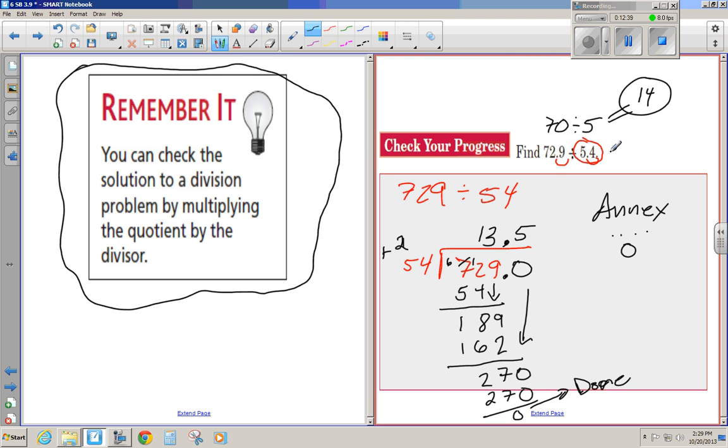So the answer to this problem that we got is 13.5. How does that compare to 14? Very, very close, so we should be very happy with our estimation.